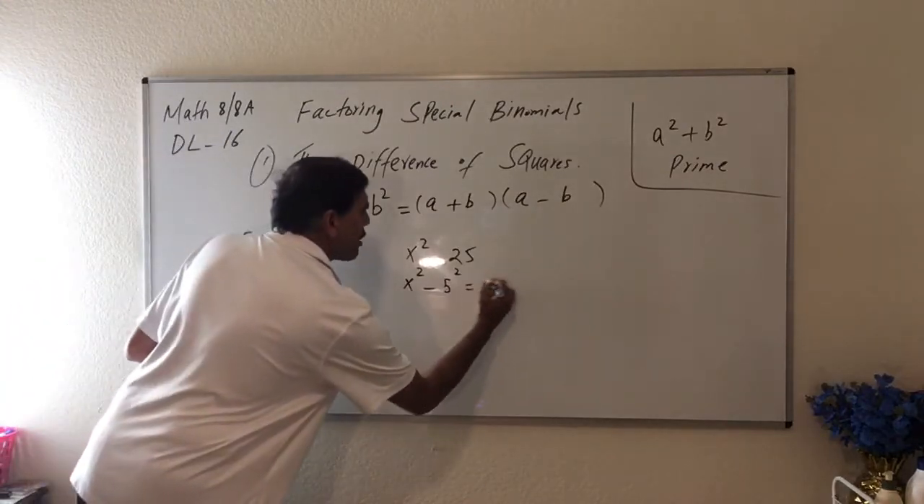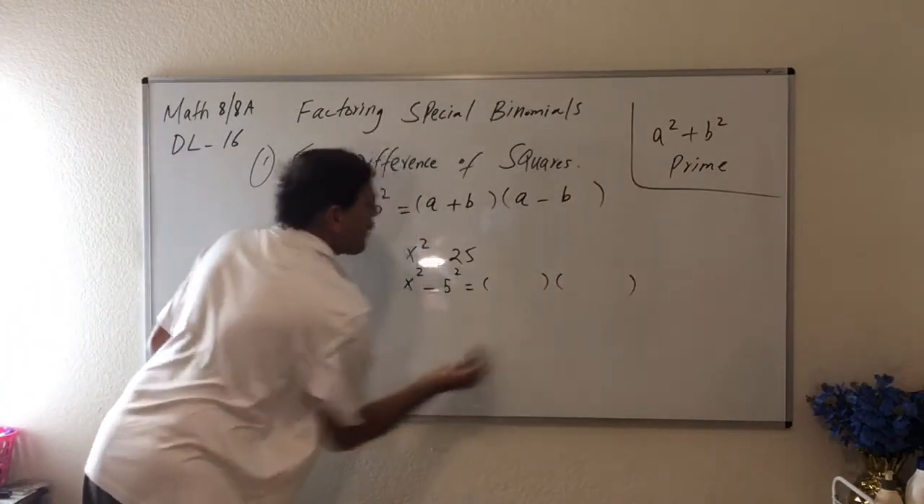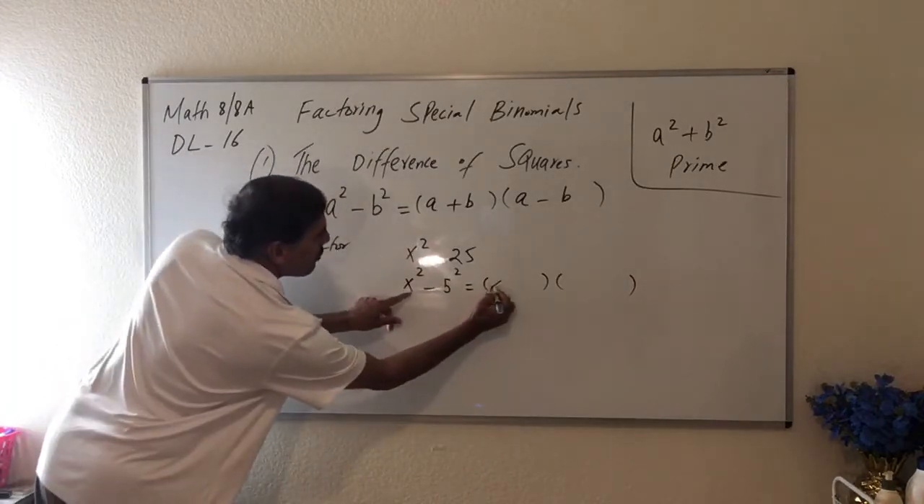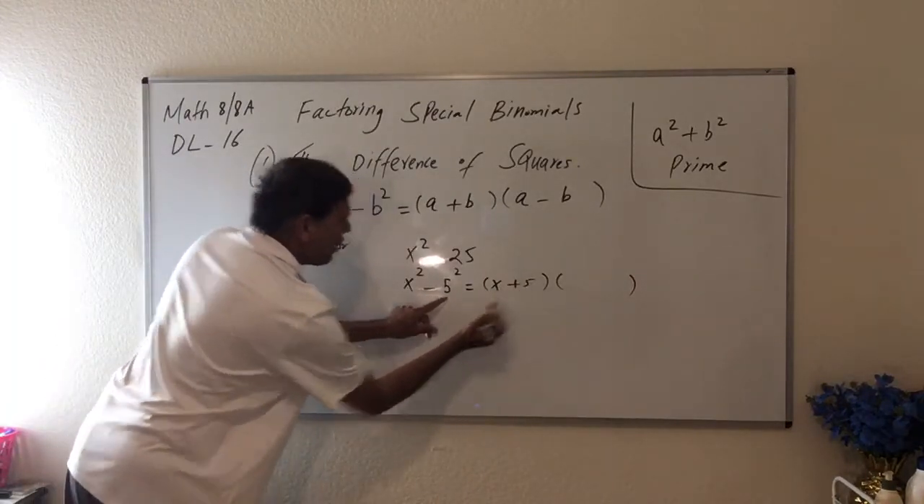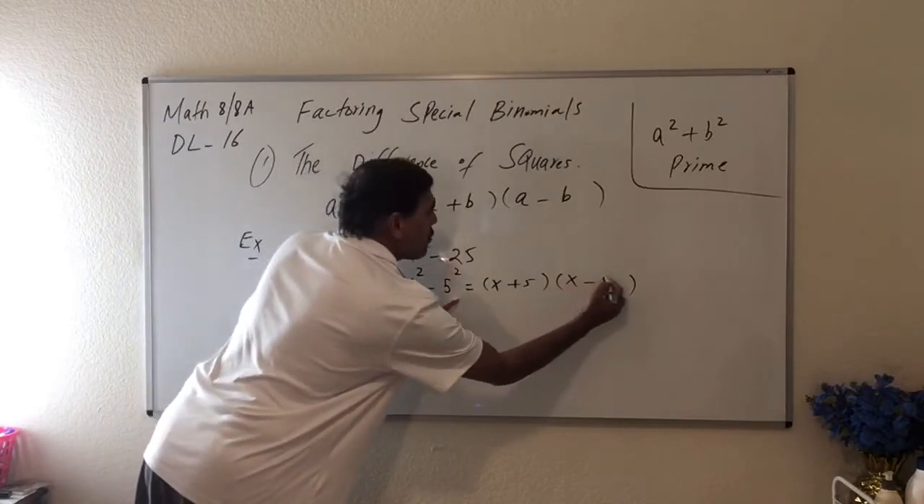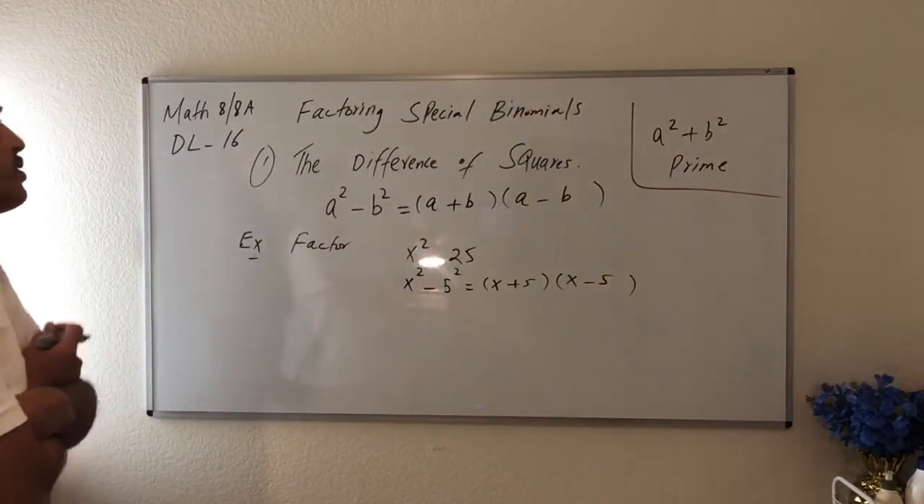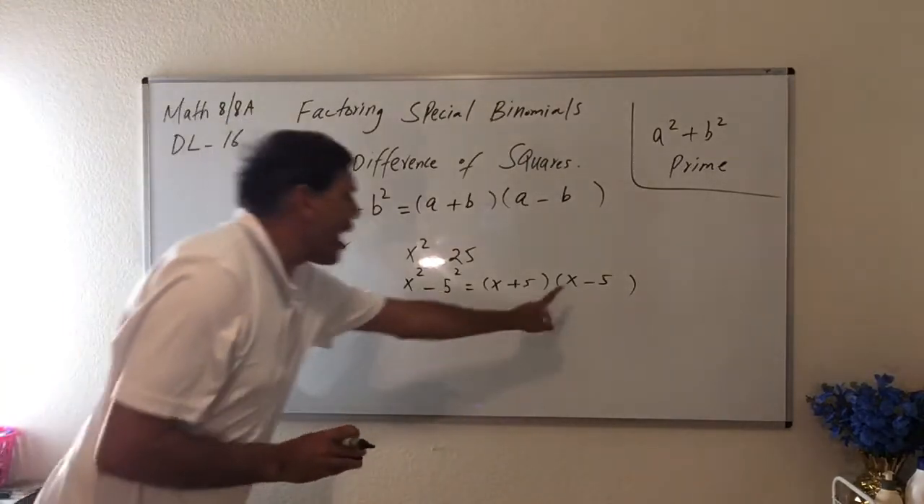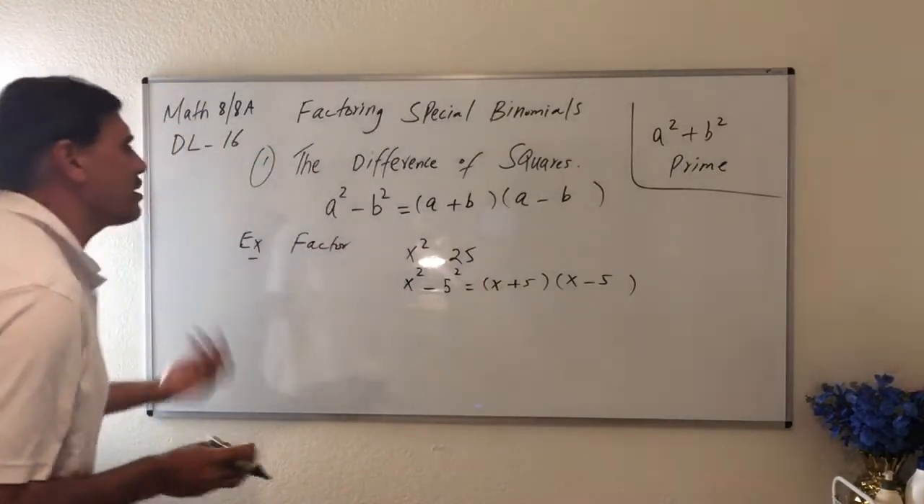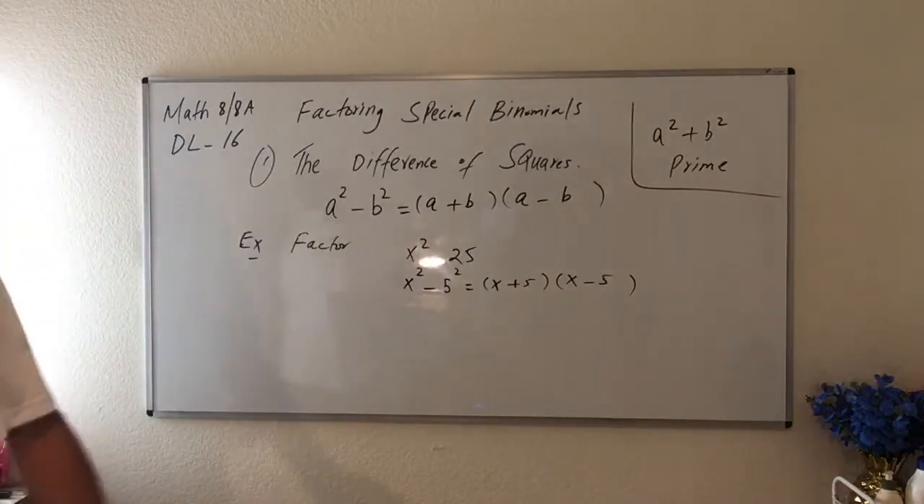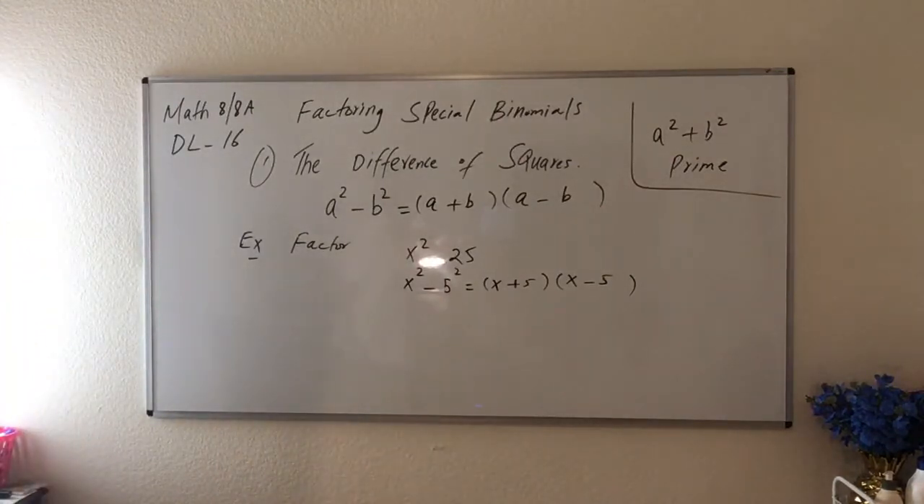Now the answer is going to be binomial times binomial, always the first base plus the second, and the first base minus the second. So it's a plus b times a minus b, and that's it. And again, you can write x minus 5 first. It does not matter, because 3 times 2 is the same as 2 times 3.